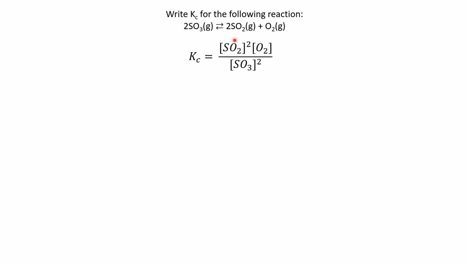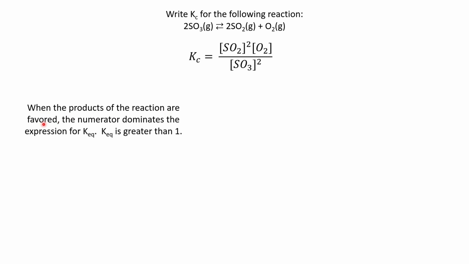Well, if my numerator is going to always be larger than my denominator, it means that KEQ is going to be greater than 1. So when the products of a reaction are favored, the numerator dominates the expression for KEQ, and KEQ is greater than 1. So you can tell just by given a K whether your products or your reactants are favored. If K is greater than 1, your products are going to be favored.